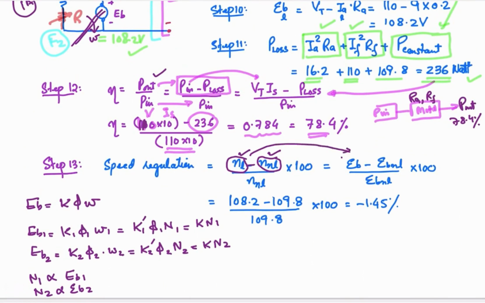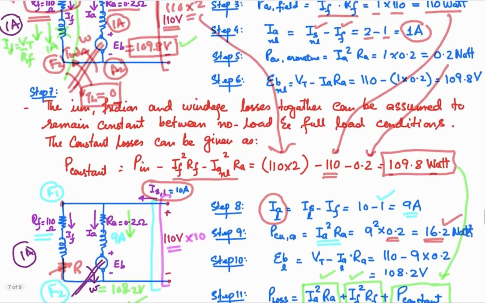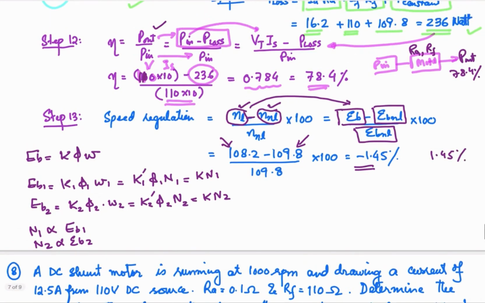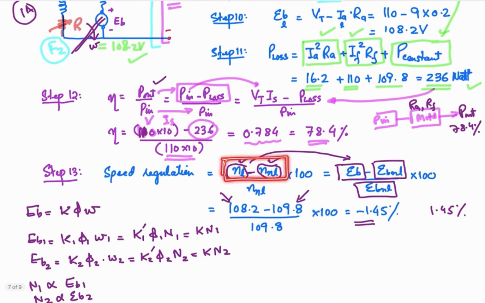So the loaded back EMF is when the supply current has changed to 10 ampere, and the no load back EMF is when the supply current was 2 ampere. Right, so we will be using the back EMFs over here. If you plug in the values, the back EMF in the loaded state is 108.2 volt, and the back EMF at the no load is 109.8. Taking the values, your speed regulation is minus 1.4%. So what that means is that the change in the speed, if you just consider the absolute value, is 1.4%. So when you are going to change the load on the machine, the change in speed will be 1.4%.